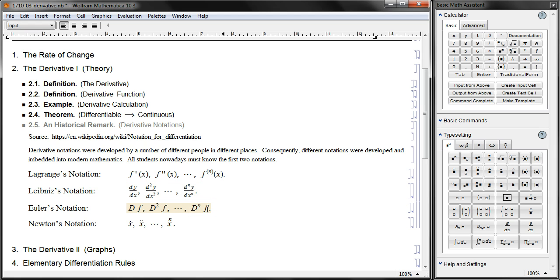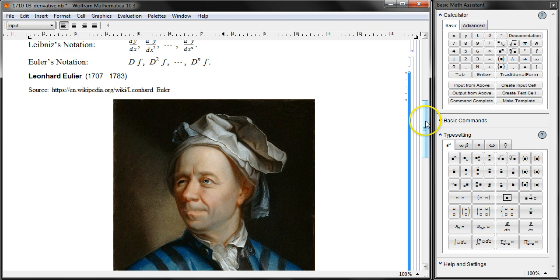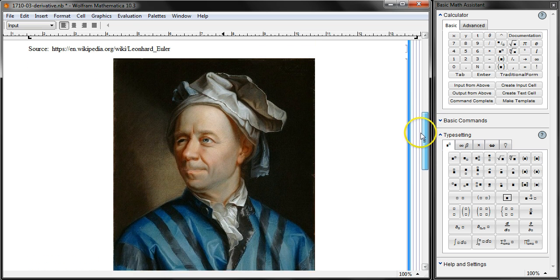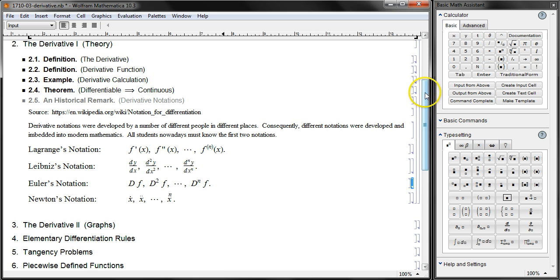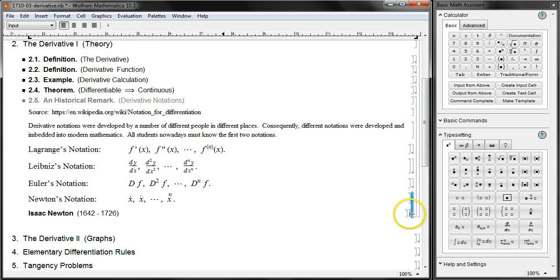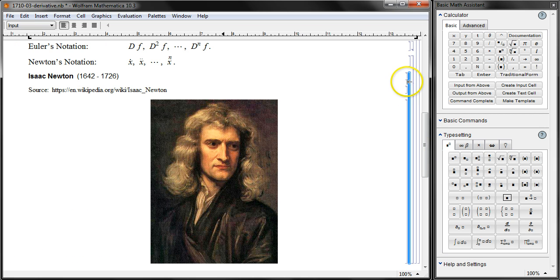Next notation. Our textbook author doesn't deal with this, but it is very, very useful in a lot of other regards, in higher level maths too, but also in computer algebra systems. It is by Euler, a Swiss mathematician, this gentleman here. And then finally, putting dots on top of a character, that's by Newton, the most famous of all these people.